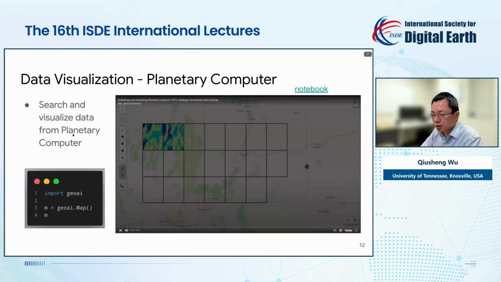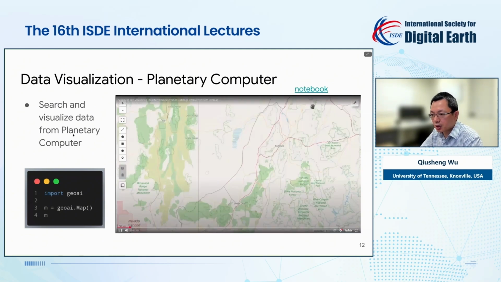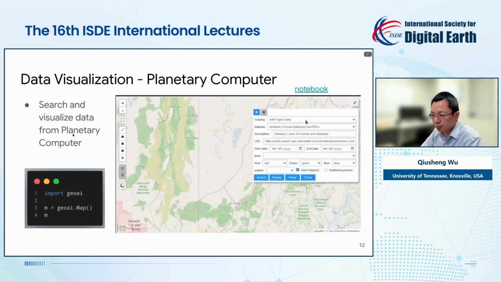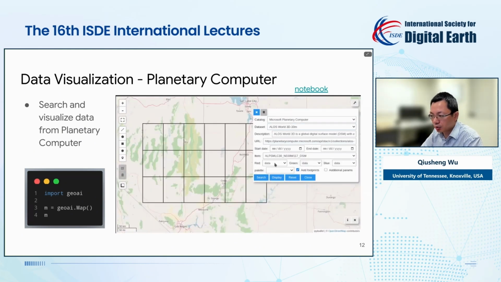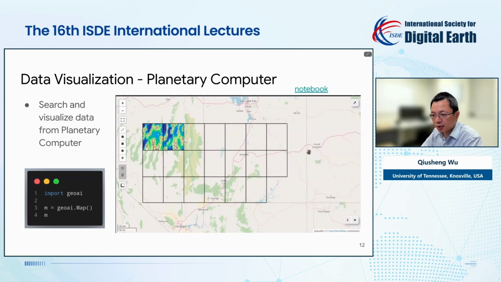So GeoAI is built on top of LeafMap, so you can utilize a lot of LeafMap features that allow you, for example, to source data interactively. All you need is to zoom to anywhere around the globe. You don't need to write any line of code. Then you can just select the data that you want. It can be DEM, it can be satellite data, it can be land cover, any data you want, and then you can visualize the data interactively without having to download the data.